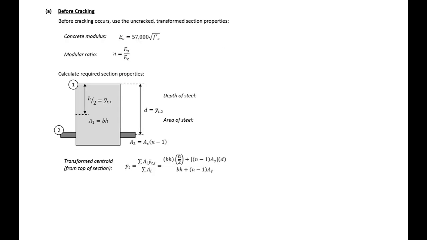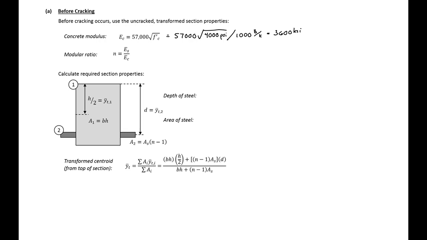We can move to our first point now, which is our before cracking point. We'll need to calculate our concrete modulus first. So we can find our modulus is 57,000 times the square root of 4,000 psi. We're going to divide by 1,000 pounds per kip to give us kips. And we'll get a value here of 3,600 KSI.